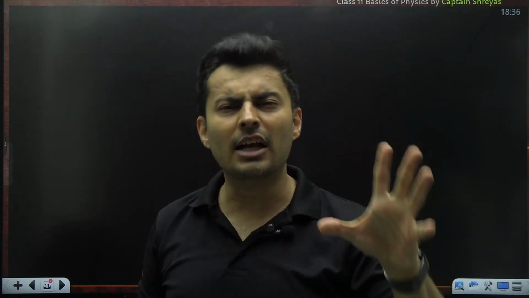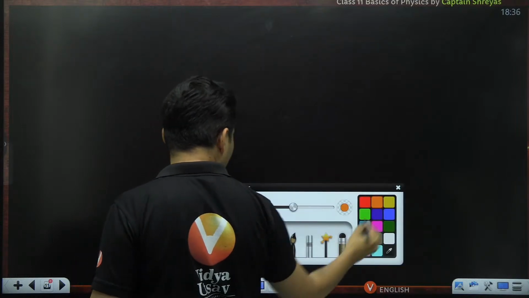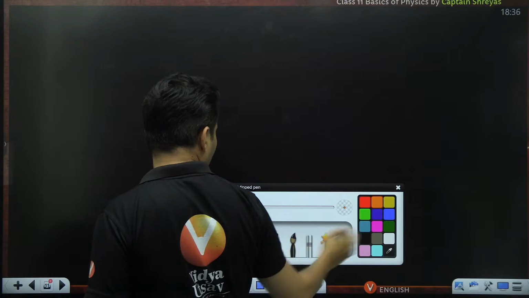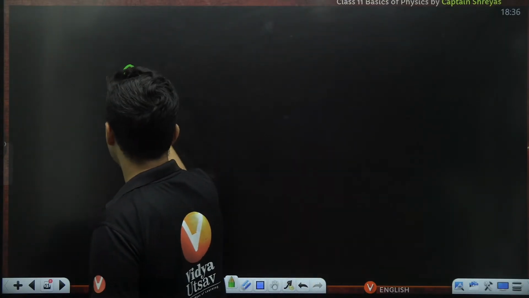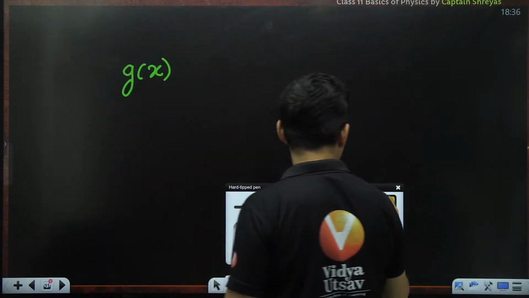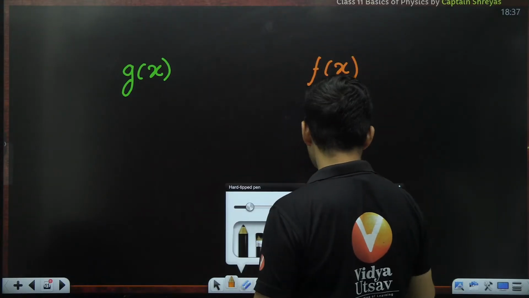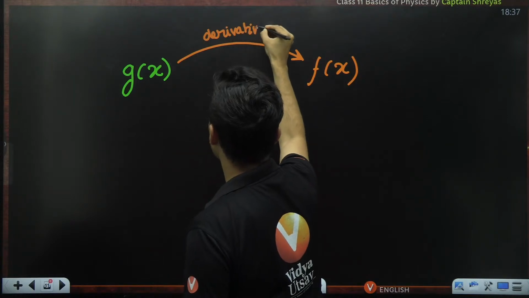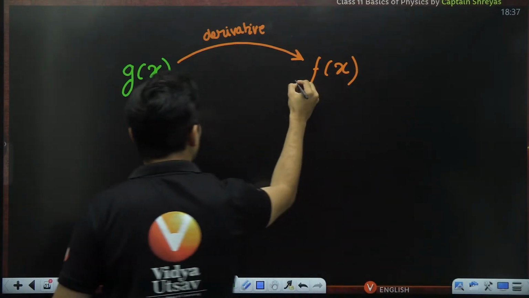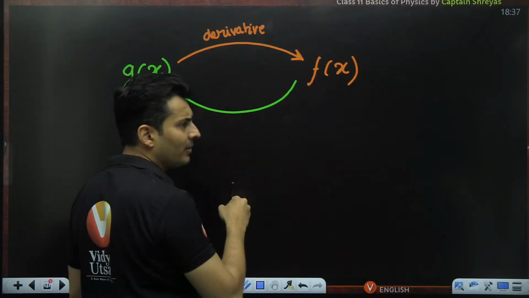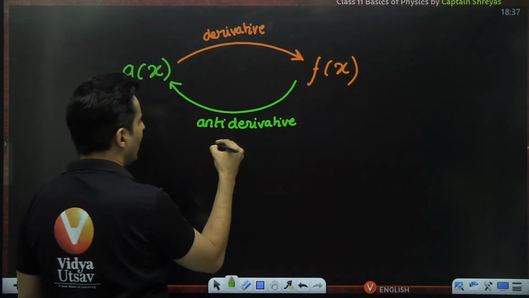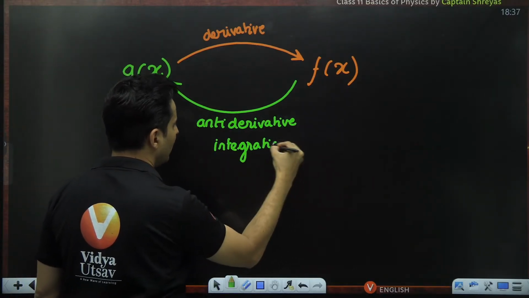Let me tell you, in integration, everything is exactly opposite. In fact, if I have a function, let's say some g of x, and I take the derivative of it, I get f of x. If I take the reverse exactly, that means if I try to find whose derivative is f of x, I get g of x. That antiderivative is also called integration.